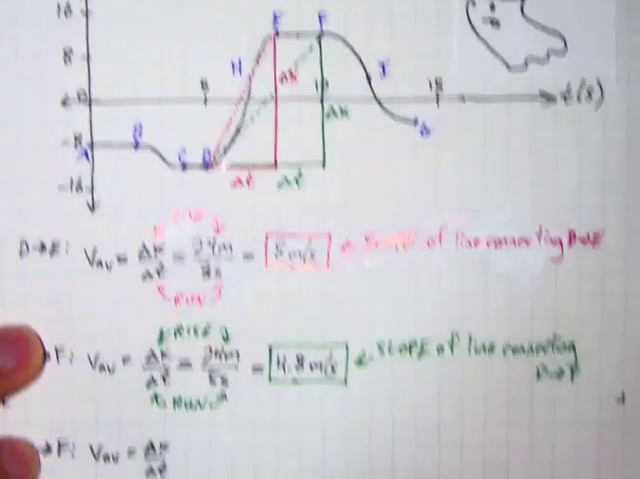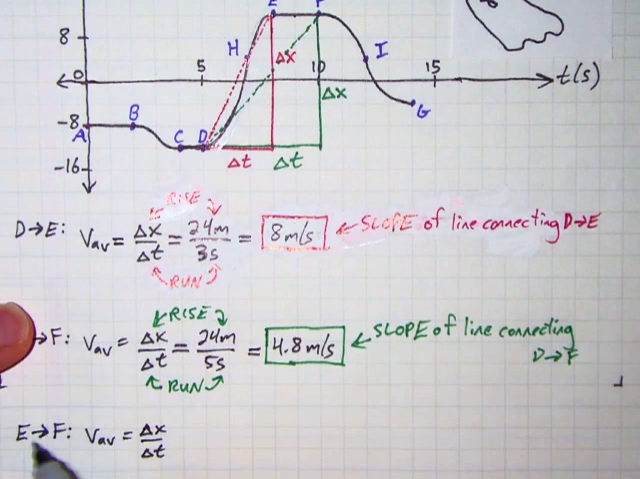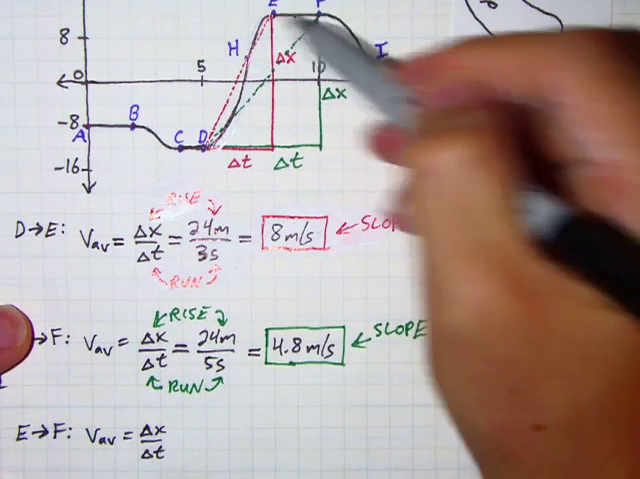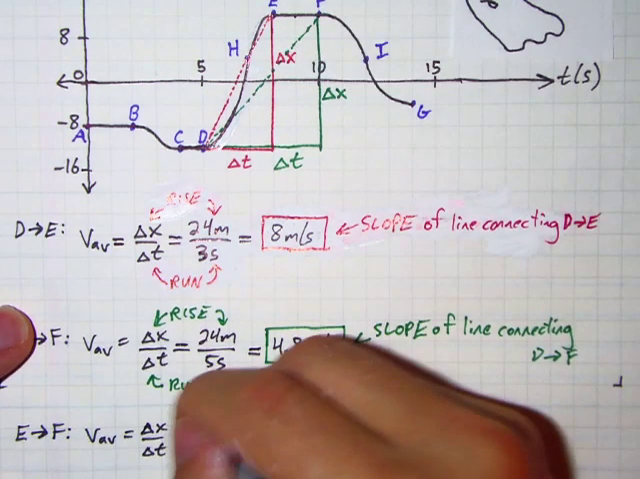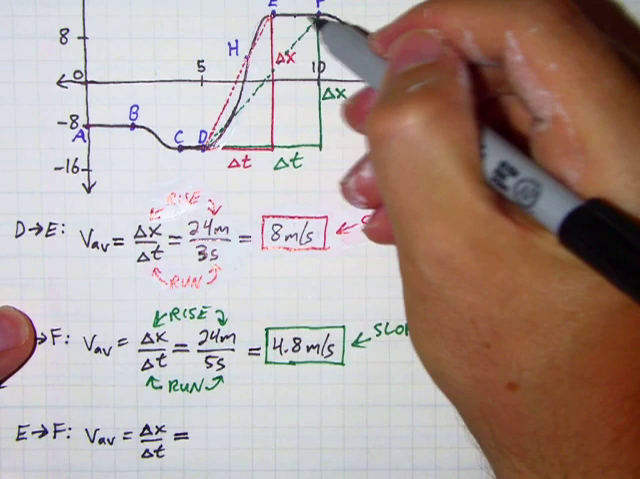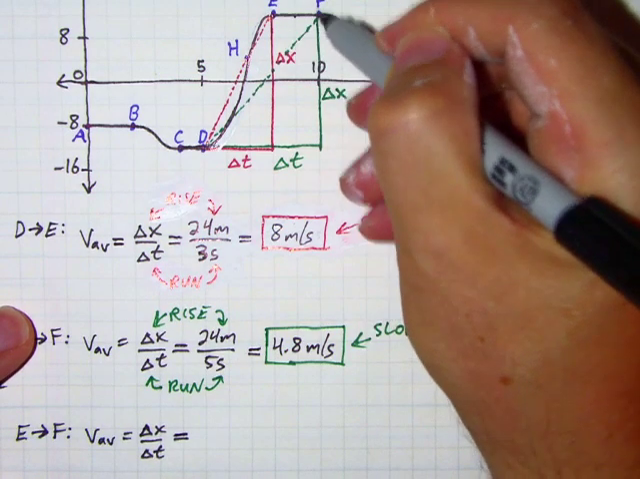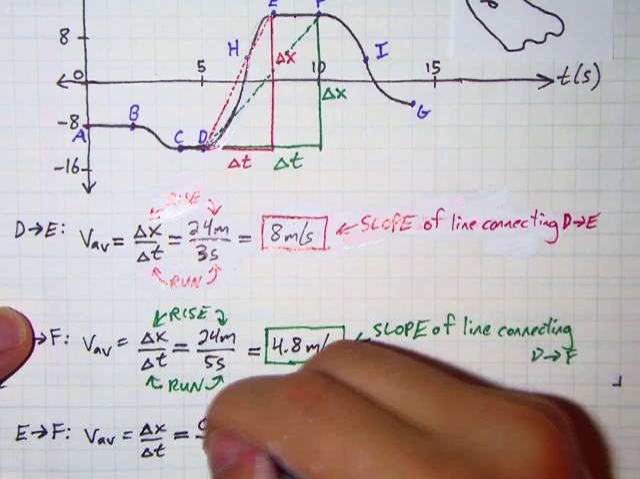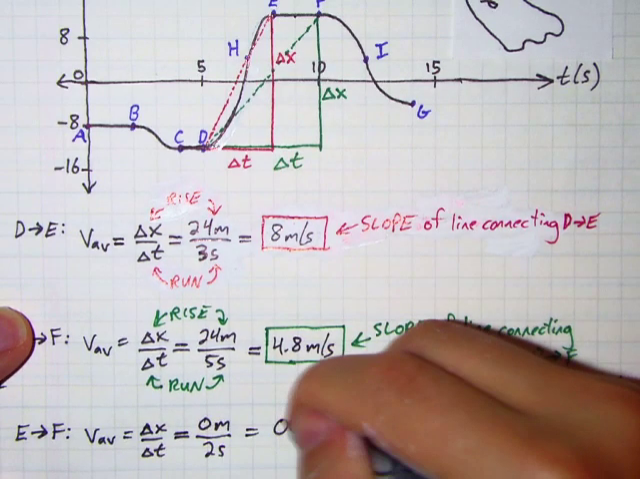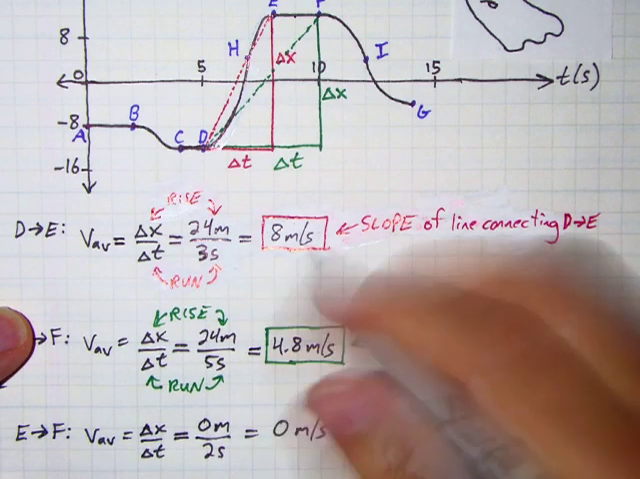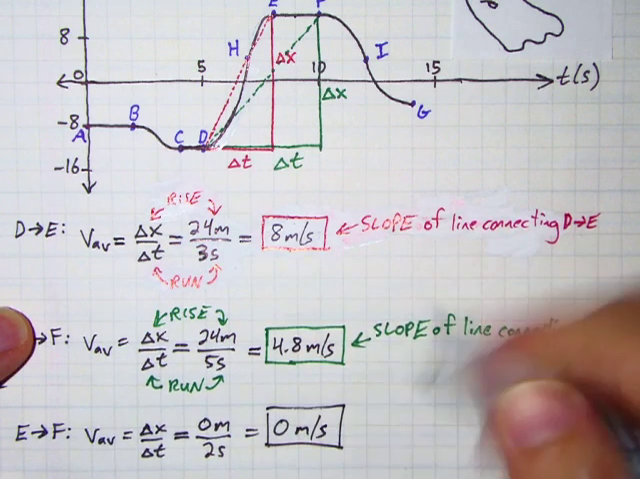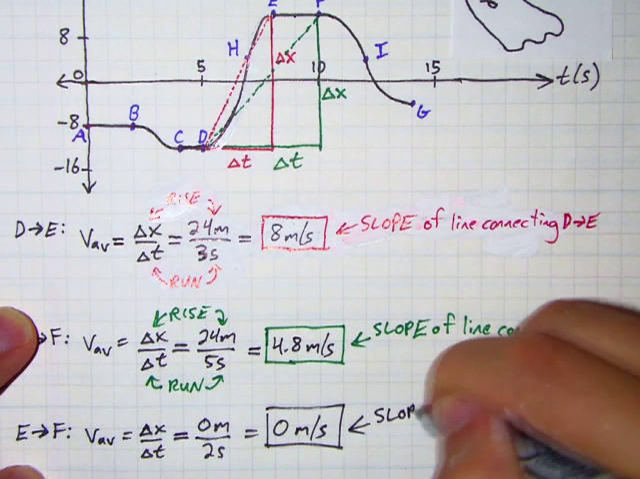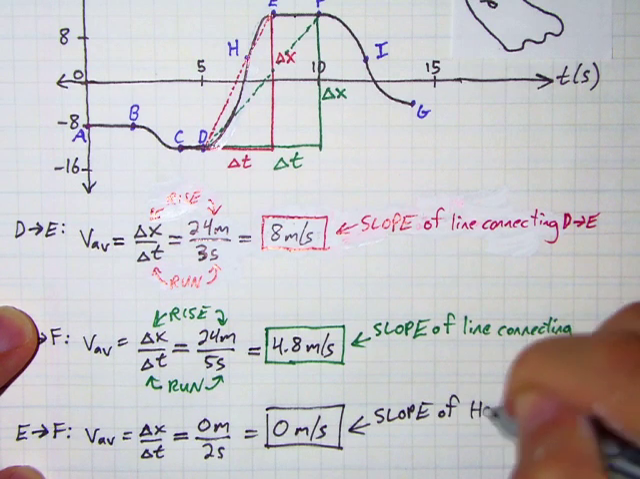How about let's look at average velocity from E to F, from here to here, that horizontal line right there. Well, you know that our delta x is 0 right here, our rise is 0, we haven't gone up or down at all, 0 meters over 2 seconds. So we're not moving there at all. Our velocity is 0 meters per second. 0, which is the slope of a horizontal line.